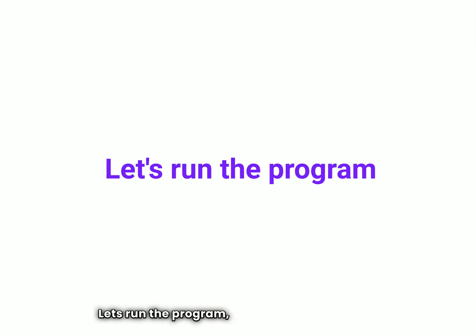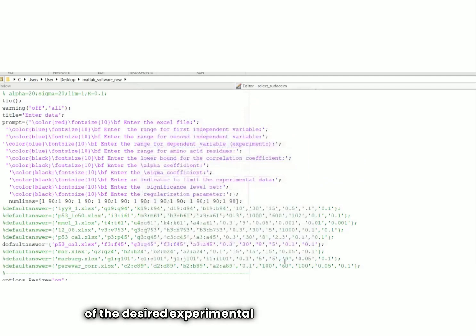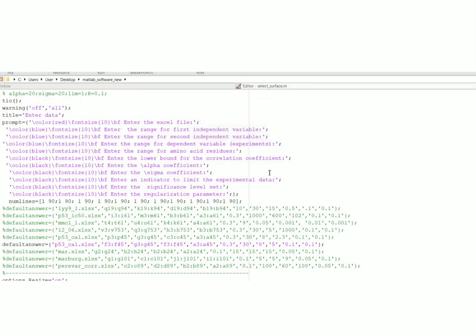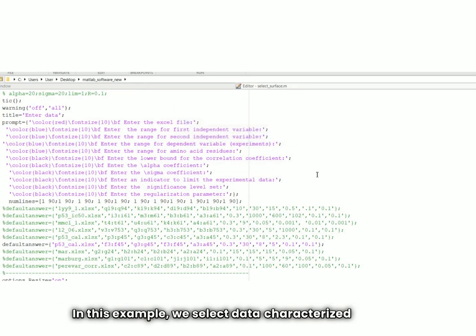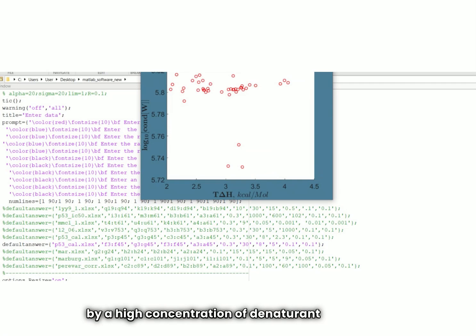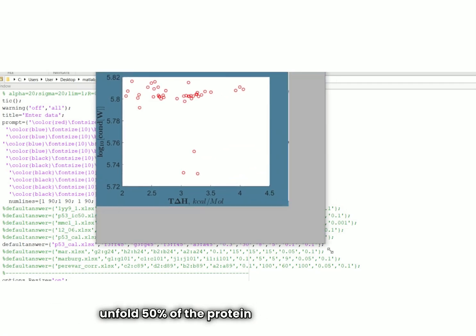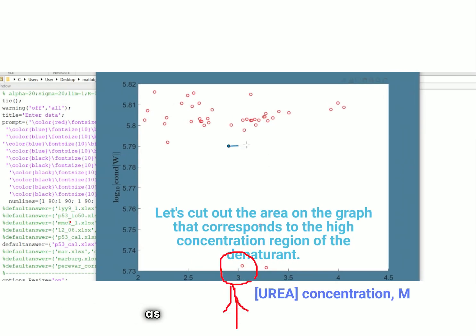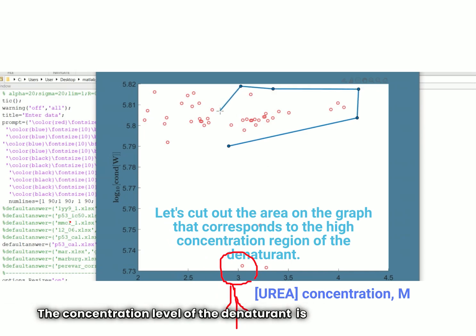Let's run the program. Select the area of the desired experimental data that will participate in the correlation analysis. In this example, we select data characterized by a high concentration of denaturant to unfold 50% of the protein in solution. Select the area of interest manually, as shown in the slide. The concentration level of the denaturant is indicated by the red arrow at the bottom of the slide.